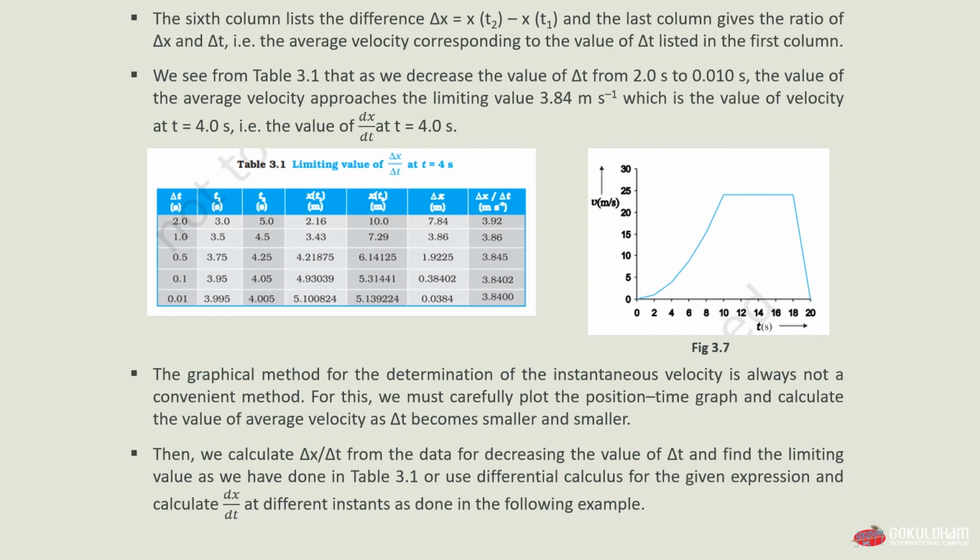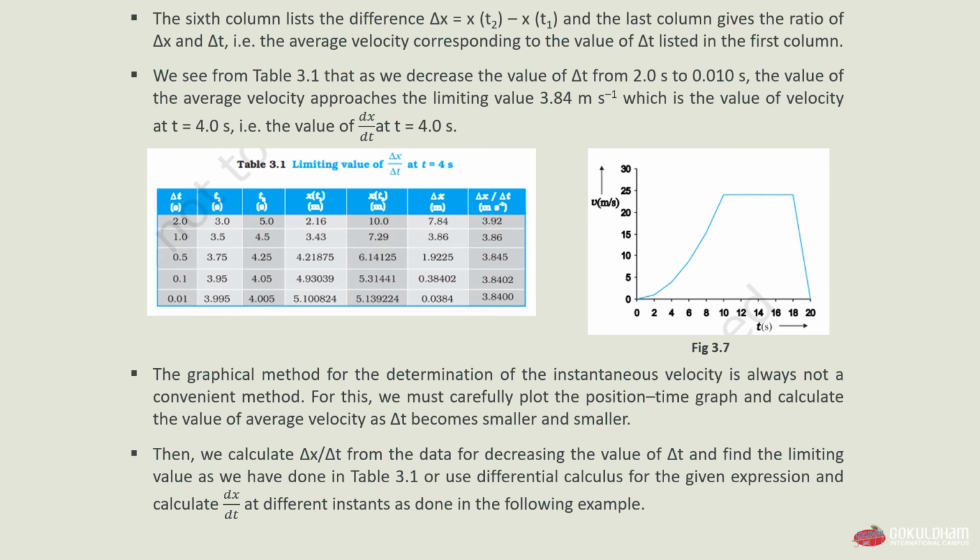And now coming to the last column, which is the ratio of delta x, which is displacement, divided by delta t, which is the time interval. We have to take the ratio of these two columns. Once again, for the last column, we have to take the ratio of column number 6 and column number 1, which is delta x divided by delta t, and we will get our answer for the last column.